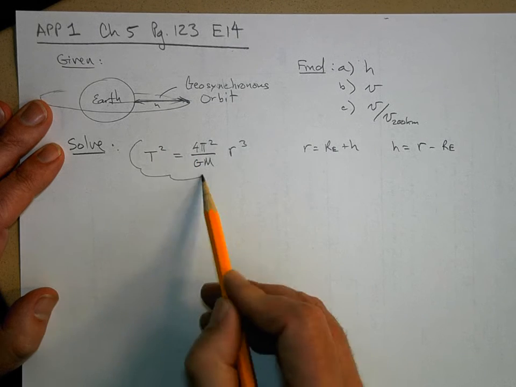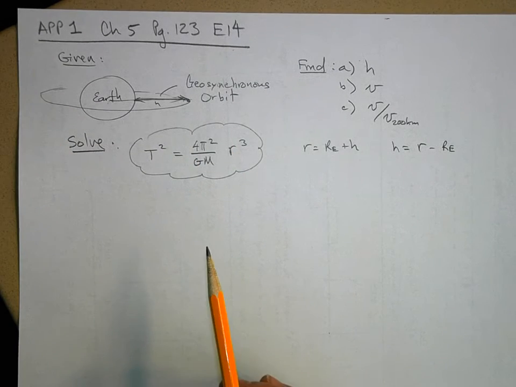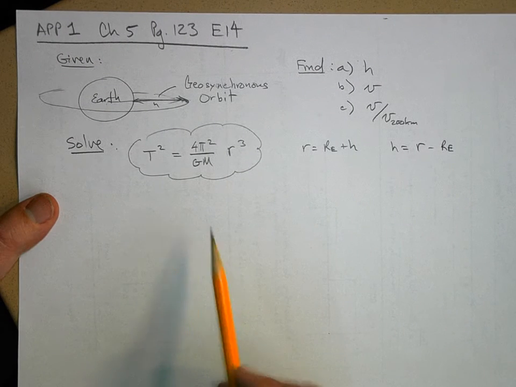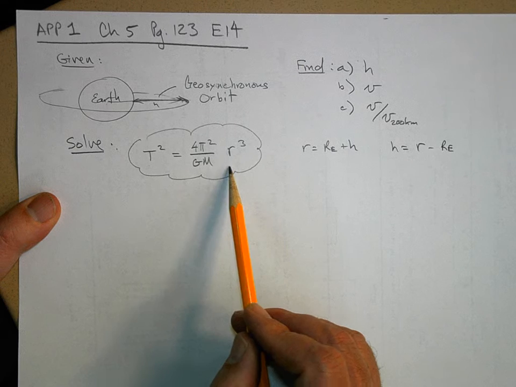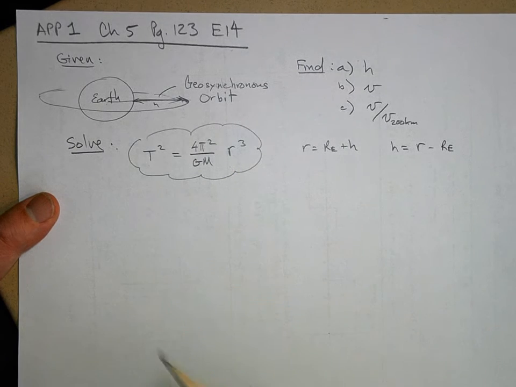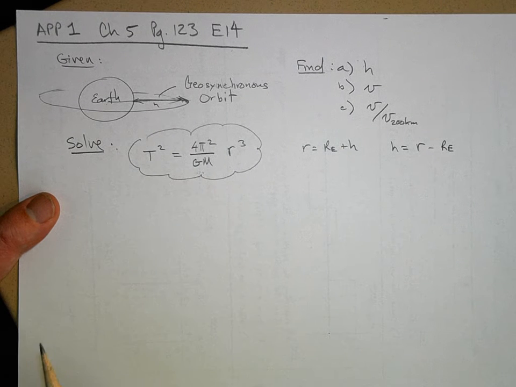Well, this is a basic equation that you can use. This is Kepler's third law as determined by Newton and Cavendish and so on. Kepler just knew that T squared and r cubed were proportional. That is, if you divided them, you would get the same answer no matter what. But later on, Newton and Cavendish figured this out.